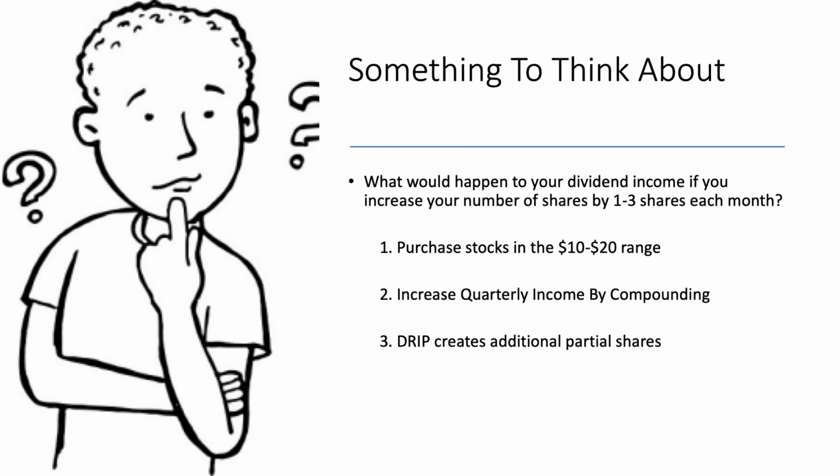All right, so we're going to wrap it up with something to think about. And we're going a little lengthy here tonight, but we're learning, so that's good. Something to think about. What would happen to your dividend income if you increase the number of shares you own, by 1 to 3 shares each month, consistently, over the course of time? You could very easily do that if you purchase stocks in the range of $10 to $20, as I mentioned, that's what I like.